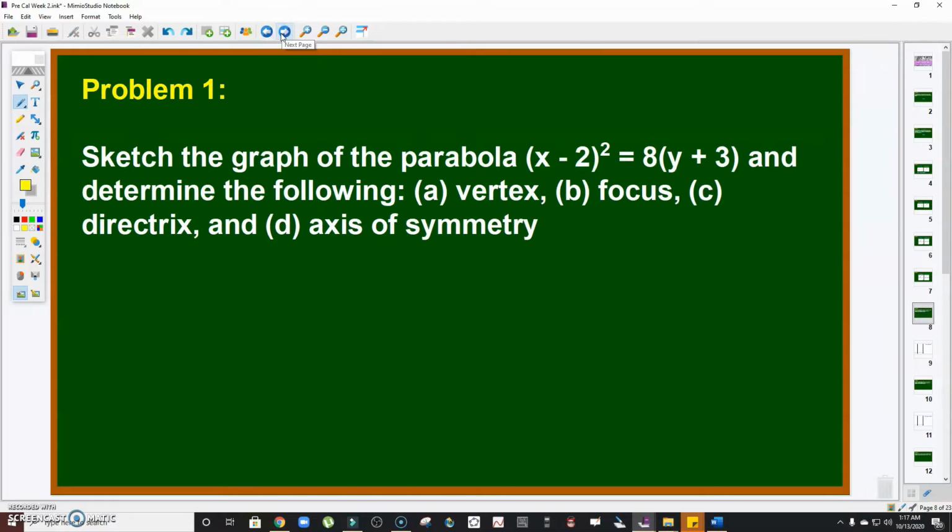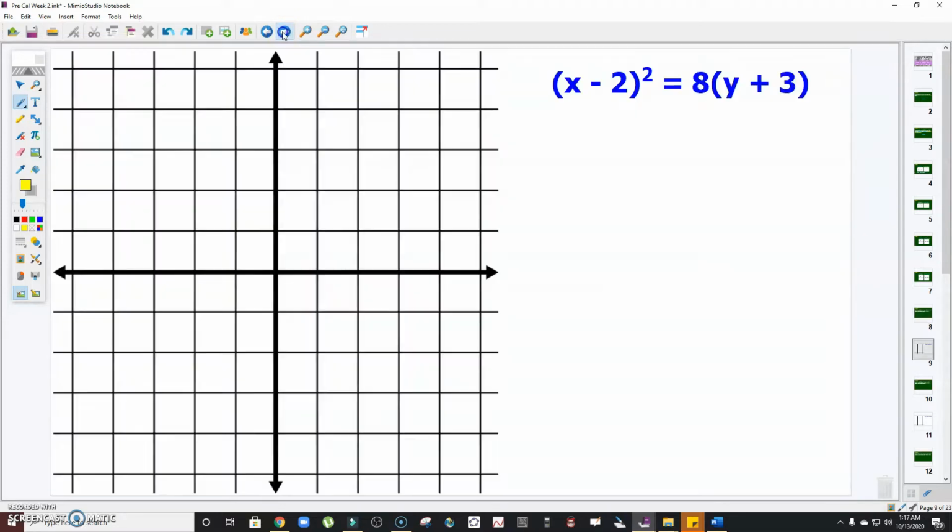Here, we're going to sketch the graph of the parabola (x minus 2) squared equals 8 times (y plus 3), and determine the following: the vertex, focus, directrix, and axis of symmetry.